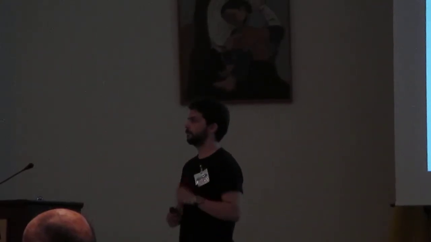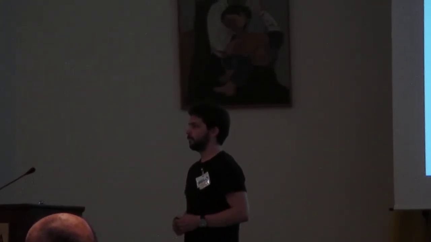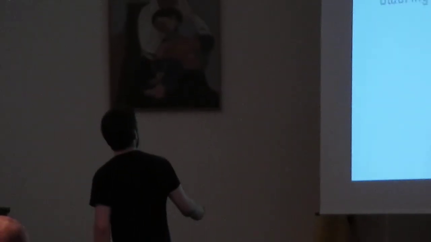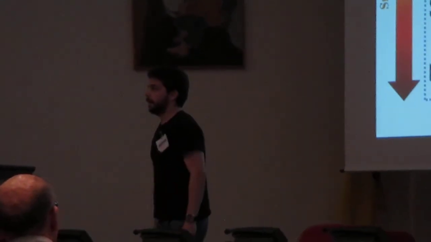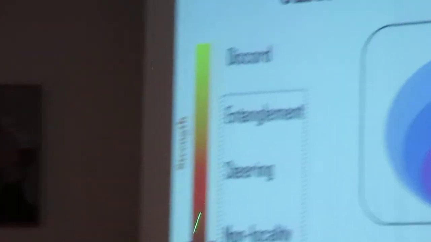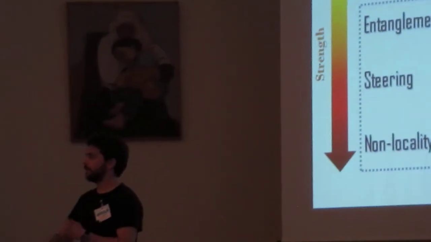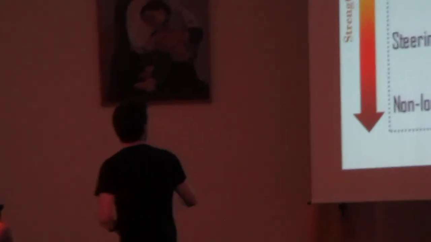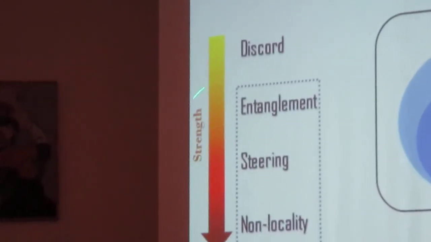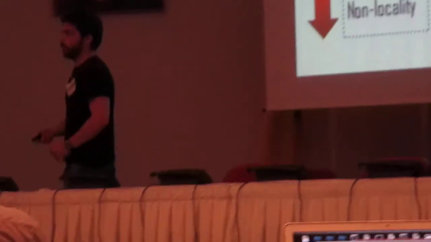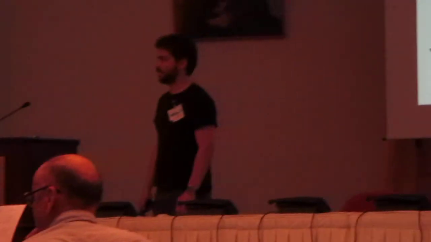I would like to know whether these steering states are easier to produce than the non-local states. It might be easier to produce a symmetric rather than an asymmetric state. So here, as you go down to stronger and stronger quantum correlations, it's more difficult to produce them. So the easiest to produce are the entangled states. But as you go down to non-locality, it's harder and harder. So that I think answers the question.